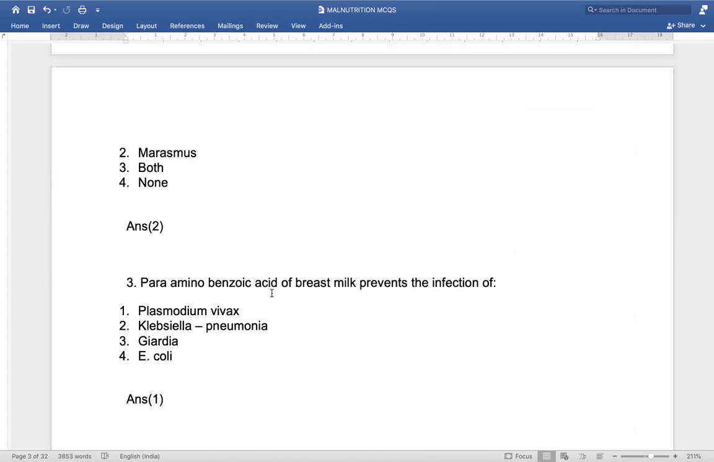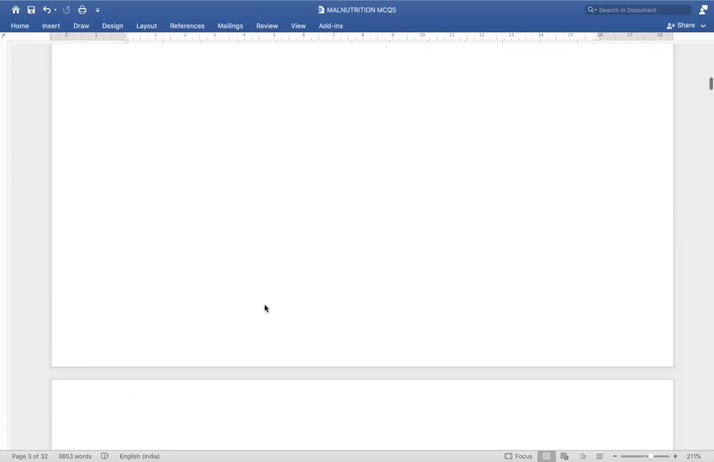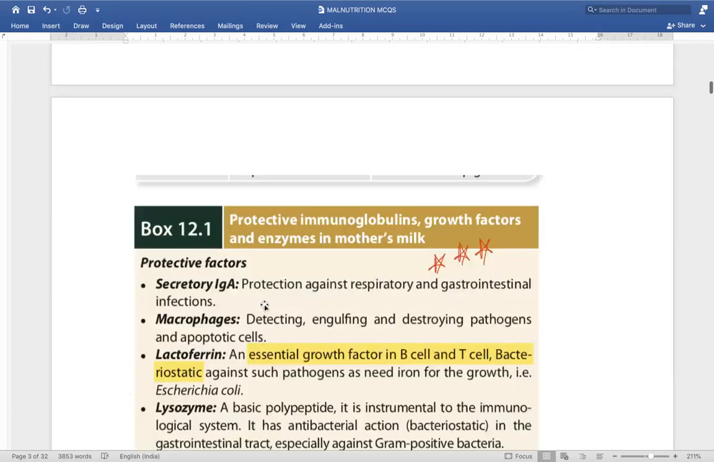So para-aminobenzoic acid of breast milk prevents what infection? The answer is Plasmodium vivax, or if Plasmodium vivax is not given, it is malaria. So it is actually not the presence of para-aminobenzoic acid. It is the deficiency of para-aminobenzoic acid that will prevent the multiplication of the malarial parasite. It is not the presence of PABA. It is the deficiency of PABA in breast milk. That is what prevents the malaria.